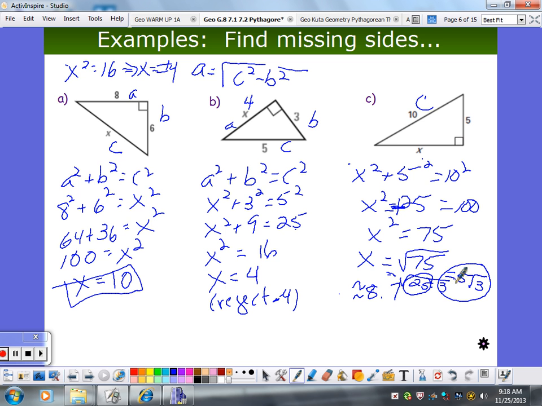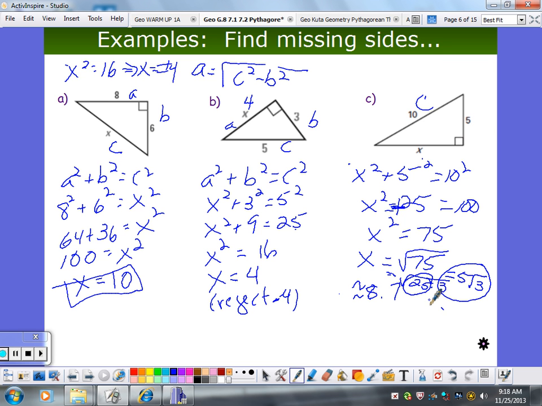Now, what do I mean by exact solution versus estimate? Exact solution is this. I'm not estimating. It is 5 times square root of 3. Square root of 3 is 1.732, blah, blah, blah. It goes forever. I can't write it as a decimal. I have to estimate it. So if the question says round to the nearest tenth or estimate the answer, then it's telling you to go ahead and give me a decimal approximation. If it says find the exact solution, I want the square root. But if you have a square root, you always have to express it in simplest form.